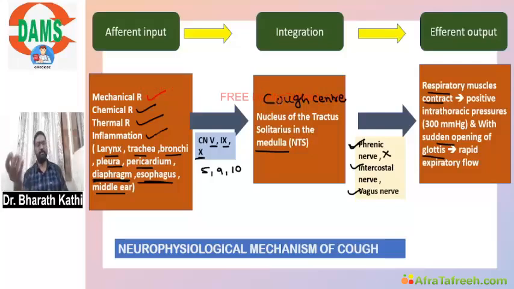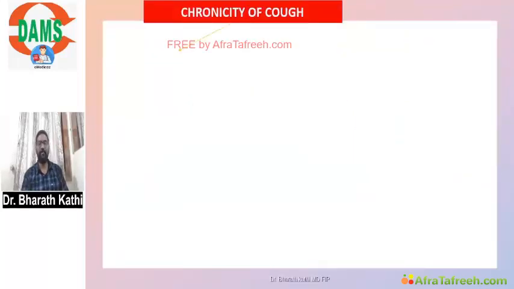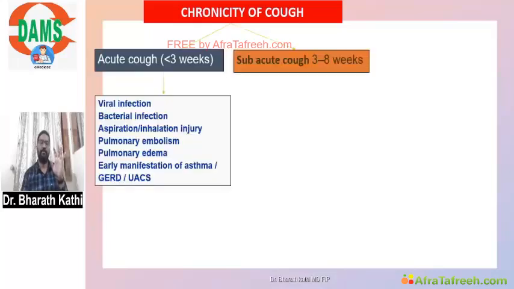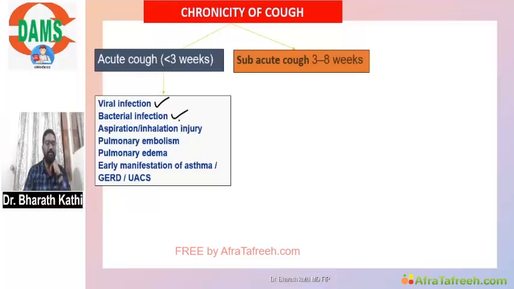Now once again, you should ask what is the onset and duration. For cough, there is precise onset. You can divide it into acute, subacute and chronic. Acute cough is usually less than 3 weeks. So what are the conditions responsible for acute cough? Viral infection, bacterial infection, aspiration or inhalational injury. Pulmonary embolism can also cause cough and also hemoptysis. Pulmonary edema, and early manifestation of asthma, GERD and early upper airway cough syndrome.